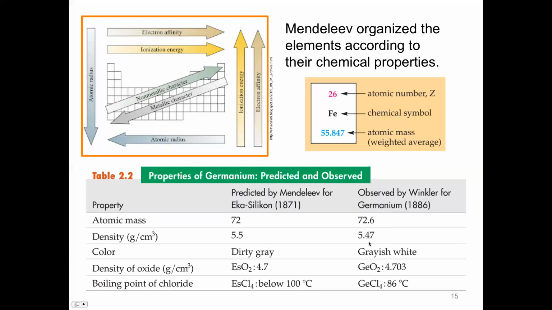5.47 for its density, so round that to 5.5, grayish white, right? And lo and behold, here's the density of the oxide, 4.703, and the actual boiling point of the chloride, 86. So that's pretty impressive, right? So based upon the predictions of Mendeleev, you can see how close he actually was.